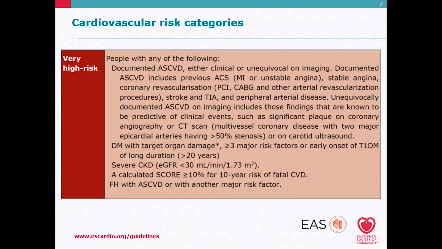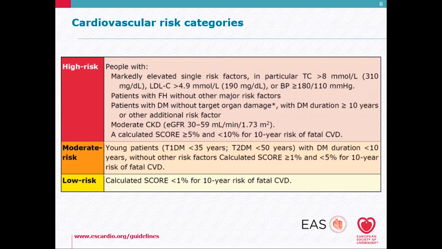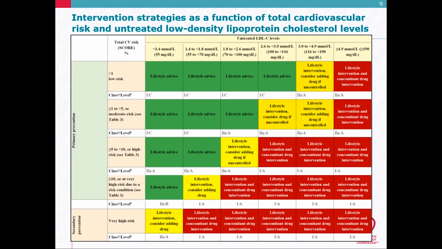And then people with FH and cardiovascular disease, or with another major risk factor, such as diabetes or increased blood pressure. The other risk follows, and they go along the lines we have established. You may well remember this core table of the previous guidelines. The structure has not changed, but has been somehow modified to divide between primary prevention and secondary prevention. And in secondary prevention, all the people are a very high risk population.